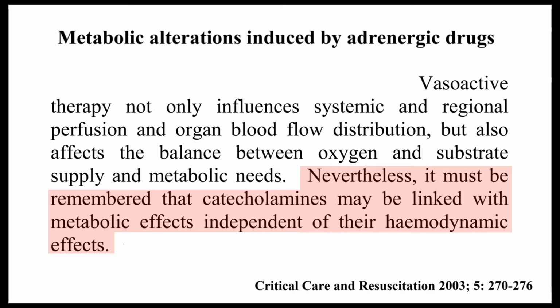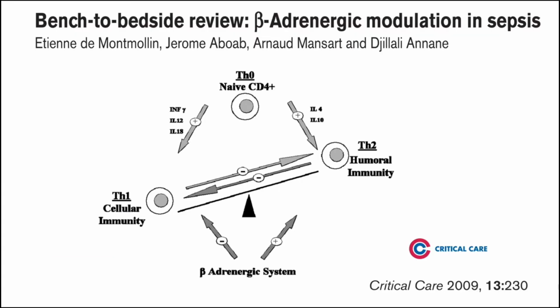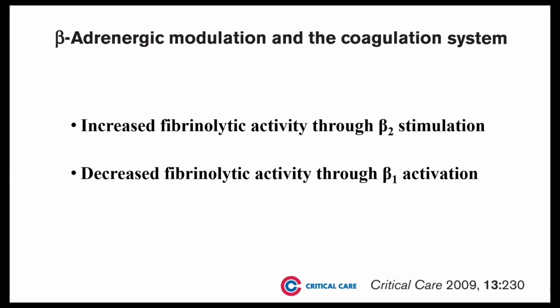Apart from the metabolism, it importantly affects the immune system. There is a decrease in the cellular as well as humoral immunity. In the clotting system, it increases fibrinolytic activity through beta 2 stimulation, while it decreases the fibrinolytic activity through beta 1 stimulation.